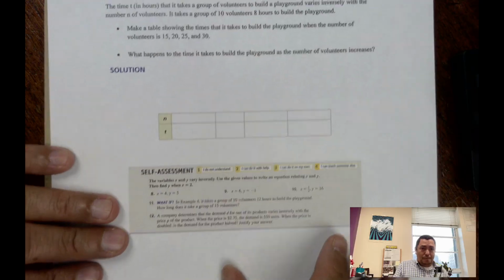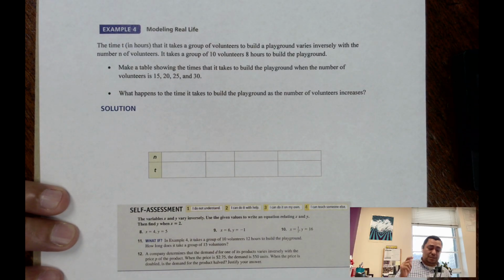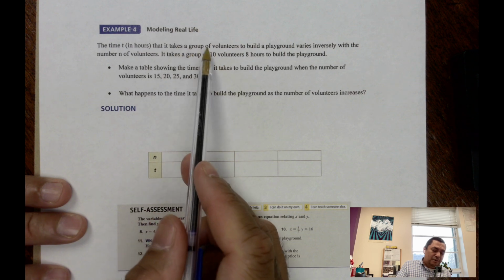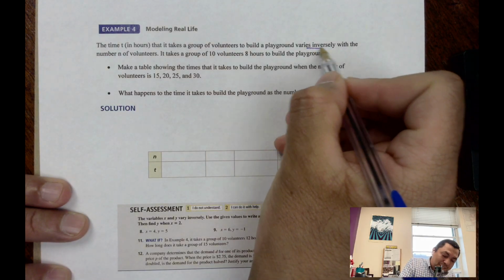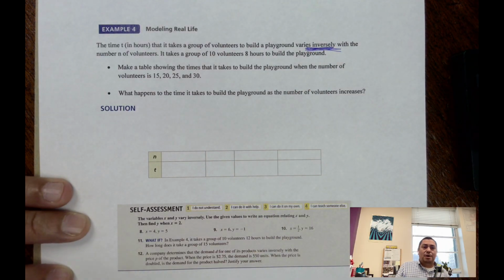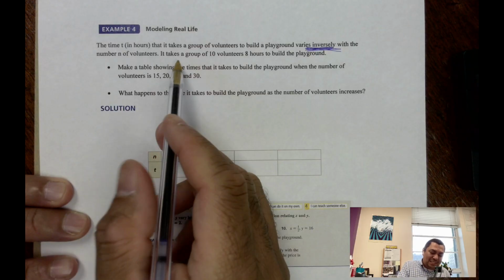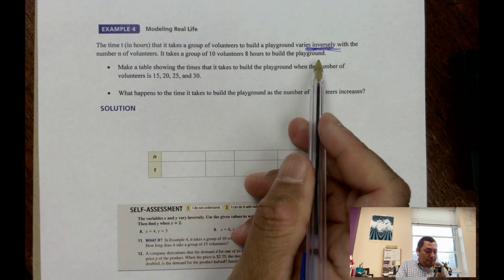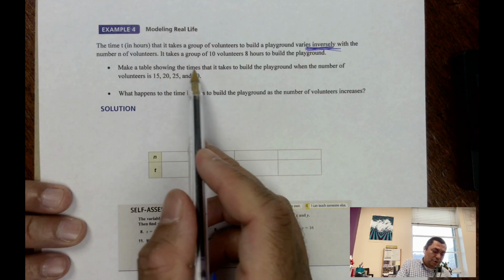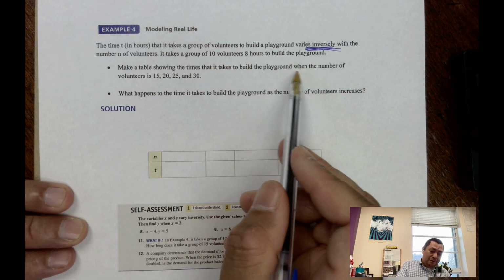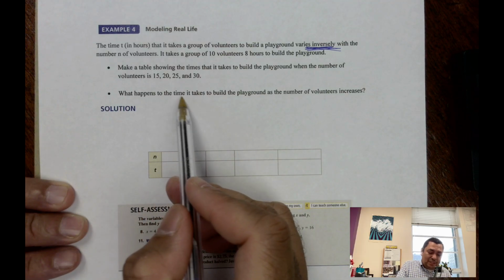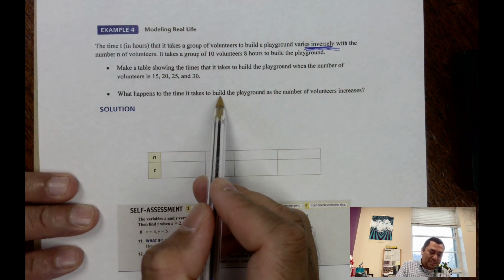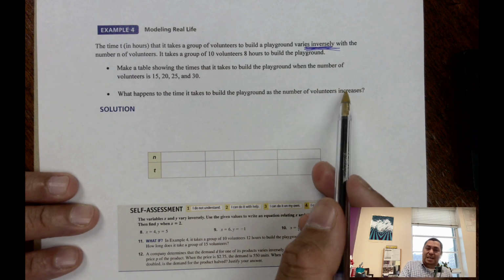Let's do the application problem. That was the last success criteria. The time t in hours that it takes a group of volunteers to build a playground varies inversely, inverse variation, with the number n of volunteers. It takes a group of 10 volunteers 8 hours to build a playground. Make a table showing the times that it takes to build the playground when the number of volunteers is 15, 20, 25, and 30. Sorry. What happens to the time it takes to build the playground as the number of volunteers increases?